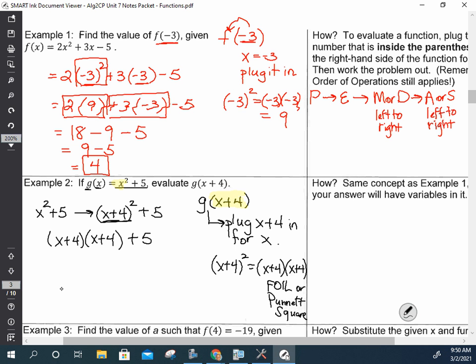So if we're doing FOIL, x times x, x squared, x times 4, 4x, 4 times x, 4x, 4 times 4, 16. So yes, you have to write it twice and you have to do FOIL. I'm not having you do it that way to make you do more work. I'm having you do it that way so that you get it right. My concern is that you get it right.